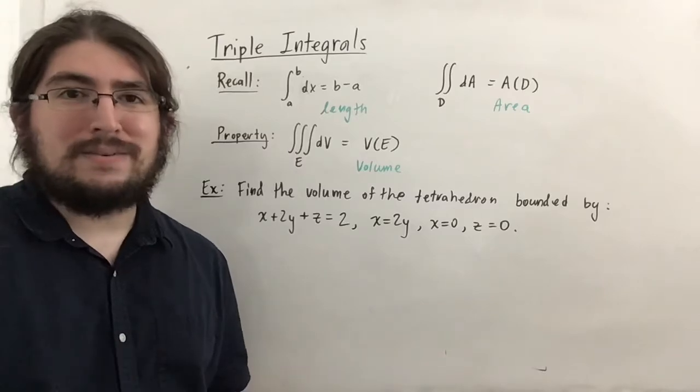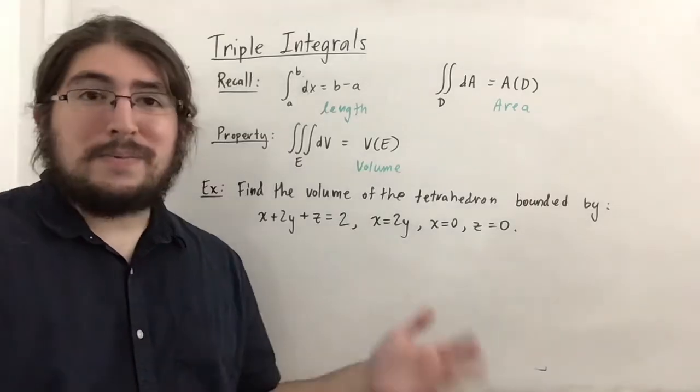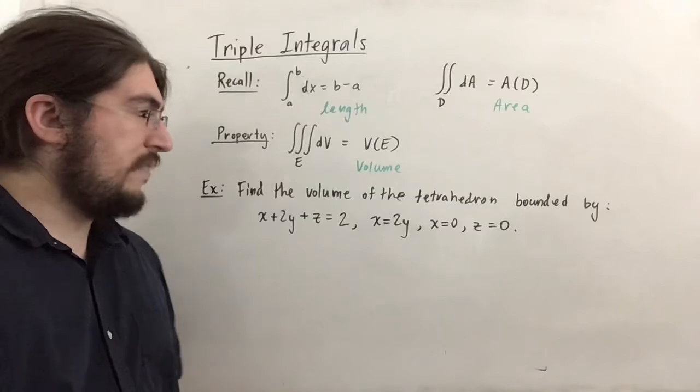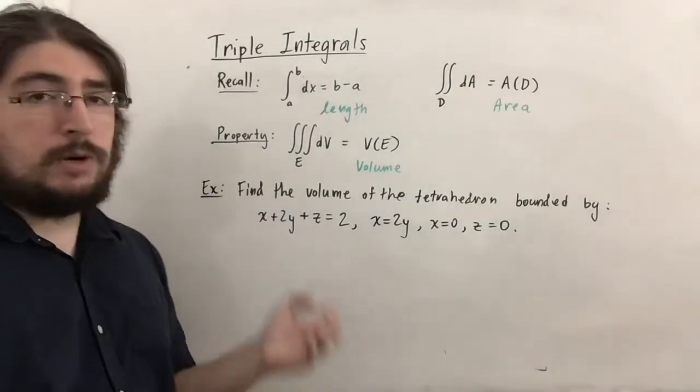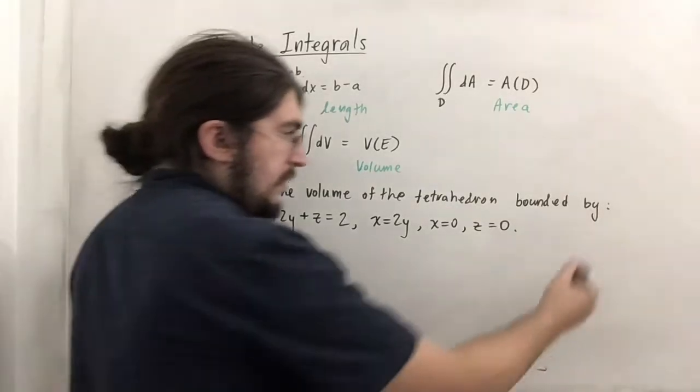So I'm not going to redo that nonsense again. I mean, it's not nonsense, but I'm not going to redo that again because it was a little involved, obviously. But here we'll find the volume of a tetrahedron. And let's try to graph this just so we can see what it looks like.